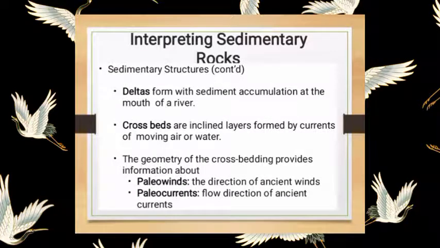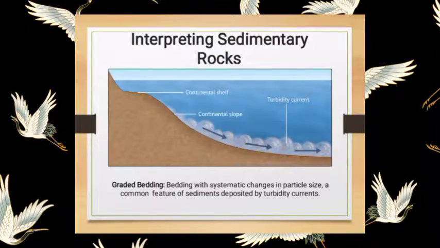Sedimentary structures: deltas form with sediment accumulation at the mouth of a river. Crossbeds are inclined layers formed by currents of moving air or water. The geometry of the crossbedding provides information about the paleowinds, the direction of ancient winds, and the paleocurrents, the flow direction of ancient currents. Graded bedding has systematic changes in particle size, a common feature of sediments deposited by turbidity currents.